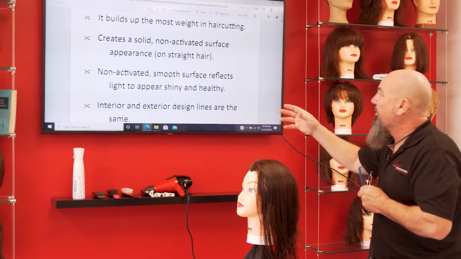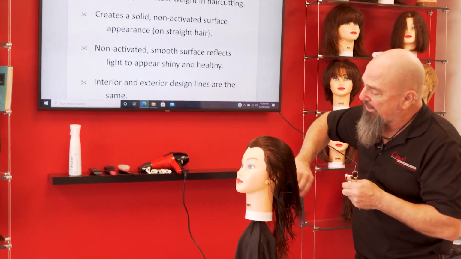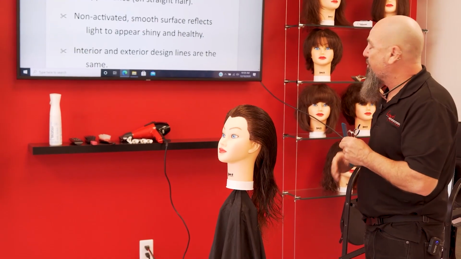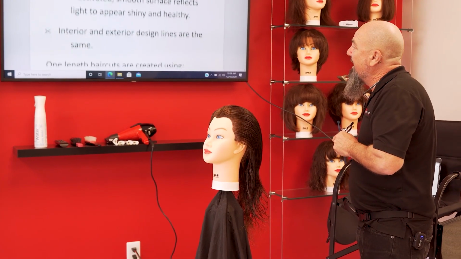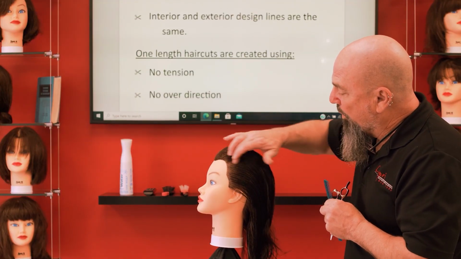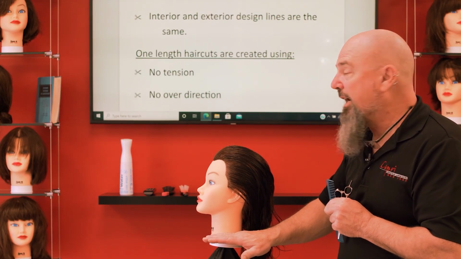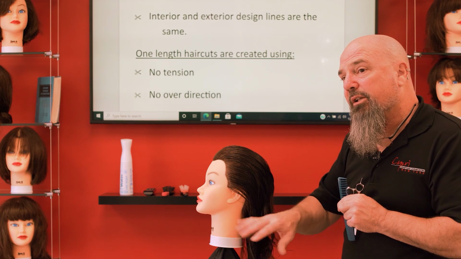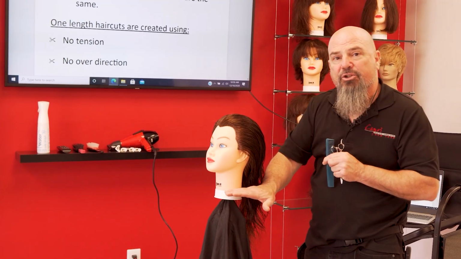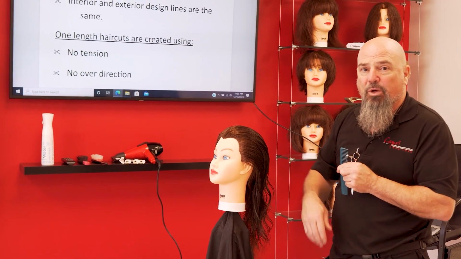When you talk about a non-activated, smooth surface, it reflects light to appear shiny and healthy. A non-activated, smooth, shiny haircut, that's what One Length creates for you. And last but not least, the interior, which is above the widest part of the head, and the exterior design lines are the same in this One Length haircut. So whenever you're doing a One Length haircut, the exterior and interior designs, which are many times in haircuts two different things, are the same.